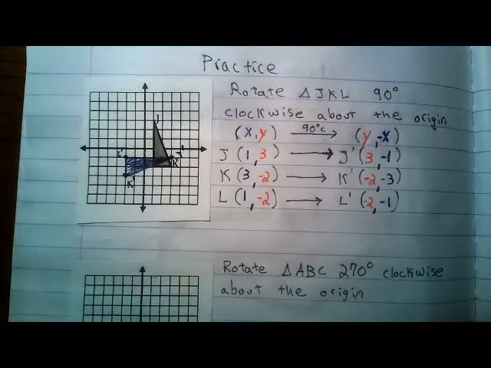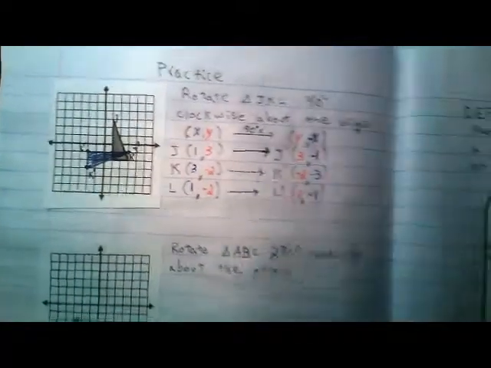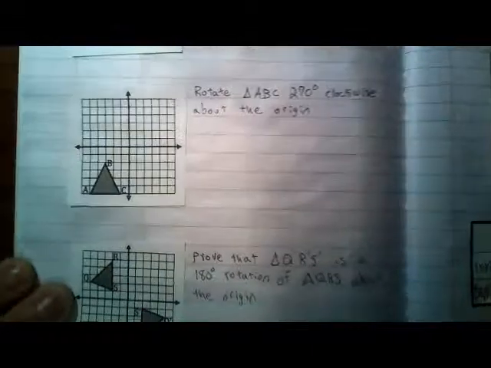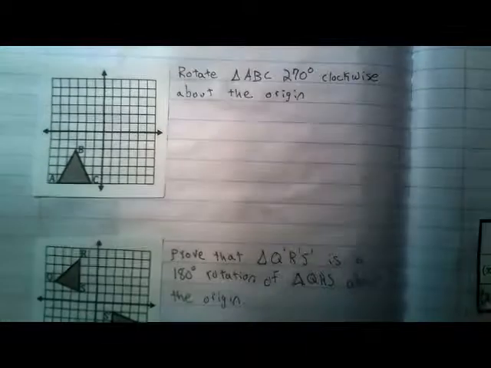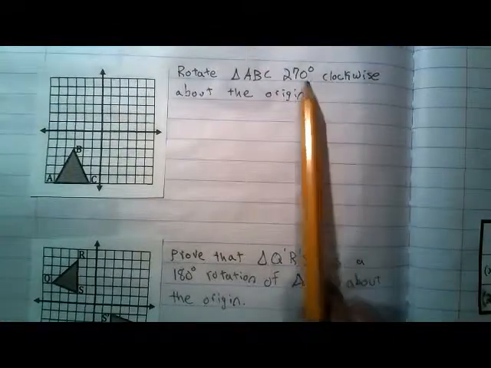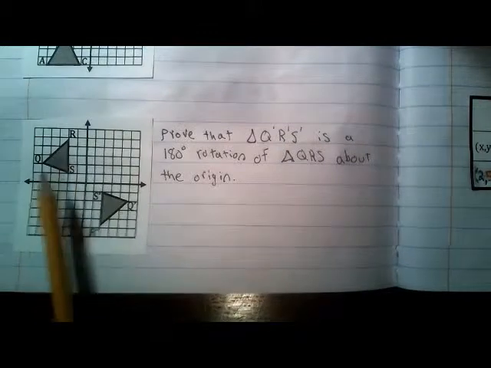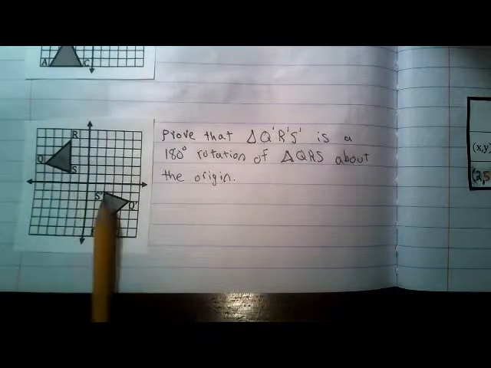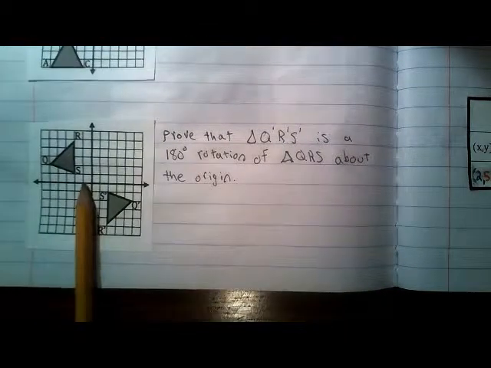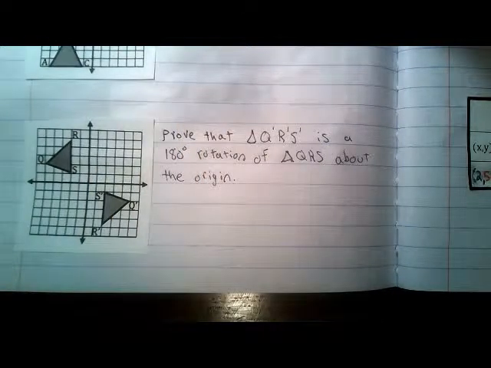So I want you to do exactly this process for triangle ABC, but you're going 270 degrees clockwise. And lastly, you're going to prove that this is a 180 degree rotation about the axis using the table like you did above.